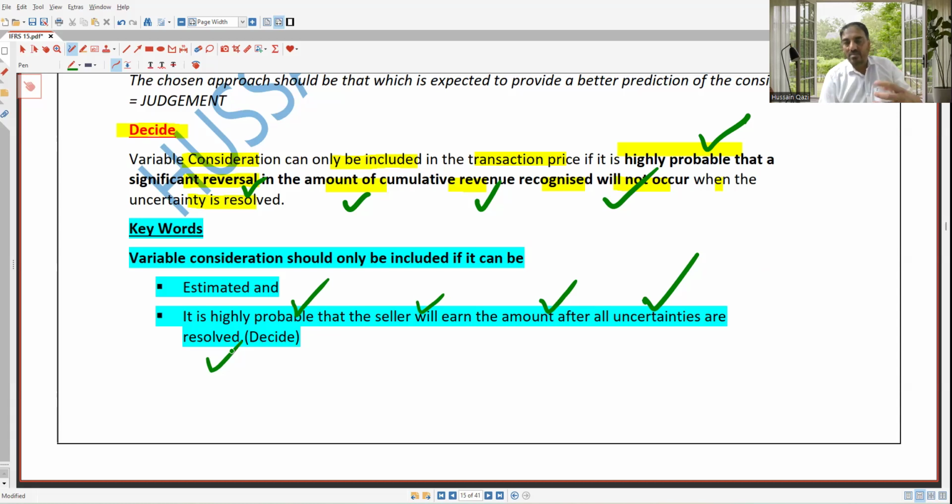Sir, how to estimate? Of course, by having past experience. For example, these are the supportive points: past experience of the entity, the organizational structure regarding production, delivery, supplies, which gives confidence, maybe the market conditions, a lot of things. If the points are supportive at the contract date, then the variable consideration becomes part of the transaction price. That's the point.